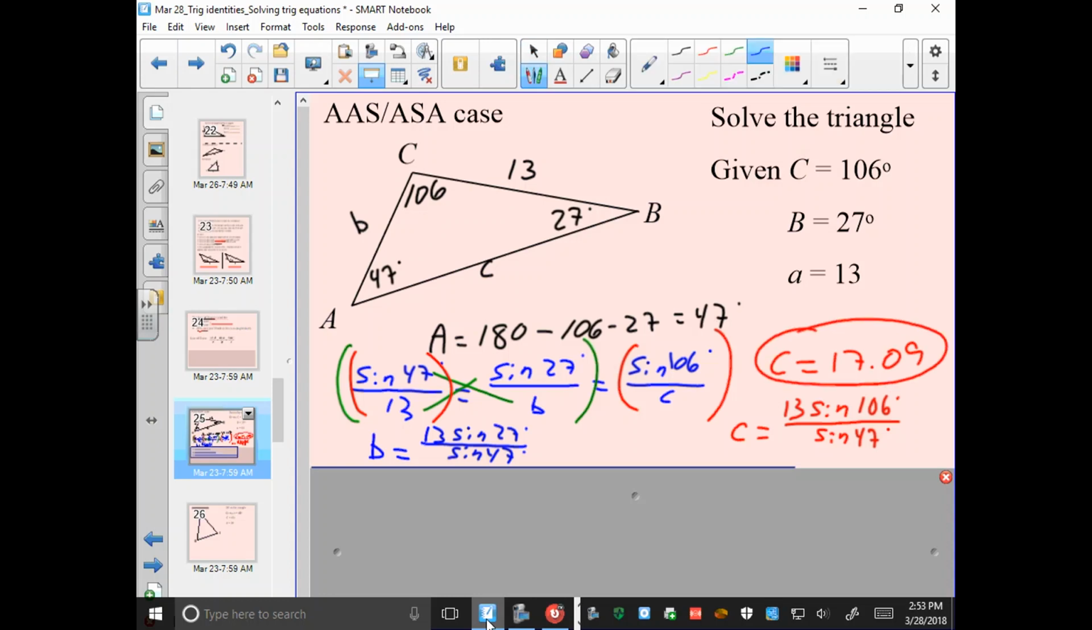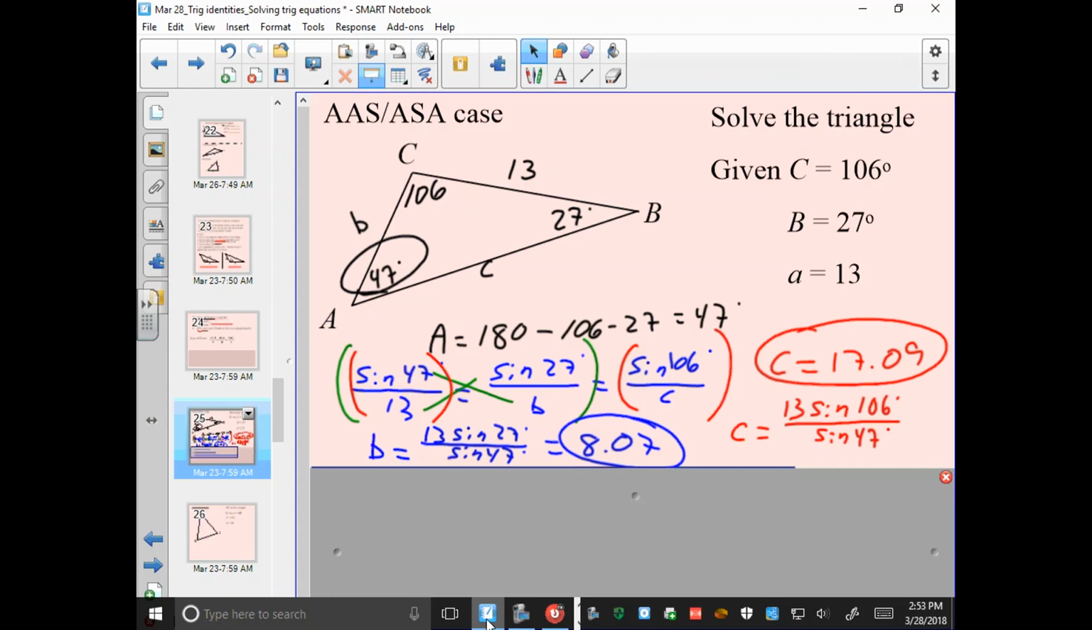And I know that B was equal to 8.07. And back at the very beginning, I found angle A was 47 degrees, and the problem is finished.